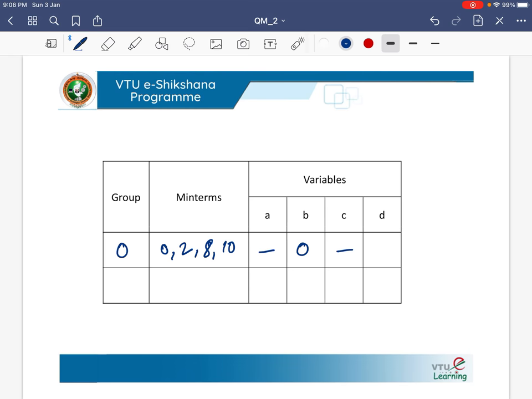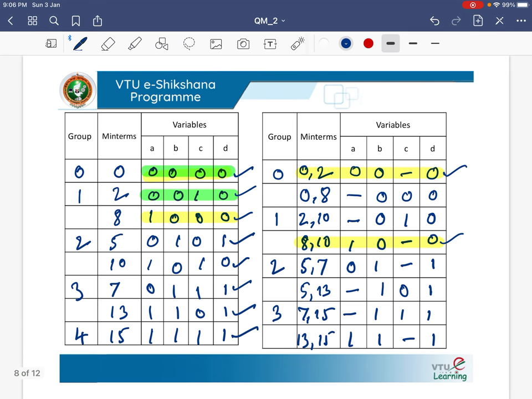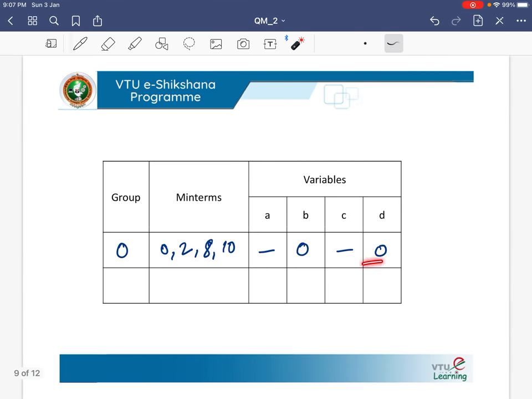Group number 0, that is 0, 2, 8 and 10, has to be dash 0 dash 0. See here, 0 to 8, 10: 0 to 1 is dash, and this is 0 as it is, and next dash as it is, next 0. Therefore it has to be dash 0 dash 0. In group number 2, we can combine 5, 7, 13, 15. So it has to be dash 1 dash 1. As soon as you combine, you have to go on tick marking.